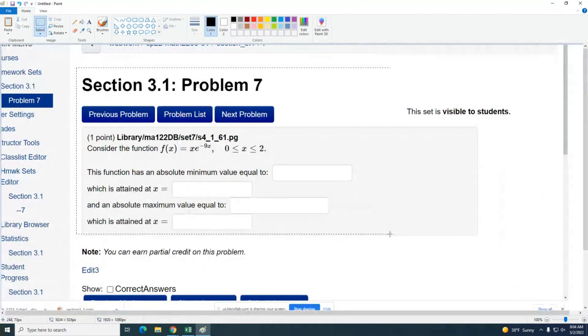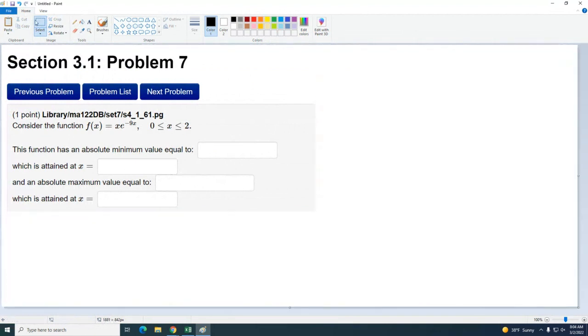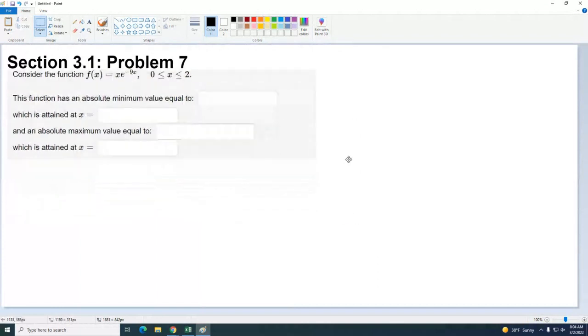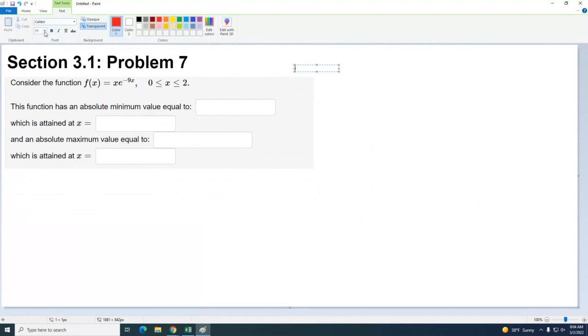Here we are. When you have a continuous function and a closed interval, the way we determine the max and min is to find a critical point, evaluate the function value at the endpoints and at the critical point, and then compare which one is the maximum and which one is the minimum. So first, let's find the critical point.